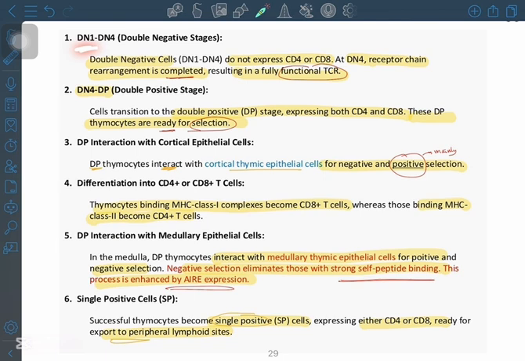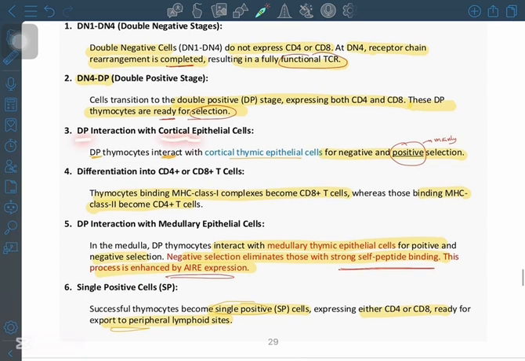Double negative cells, DN1 to DN4, do not express CD4 or CD8. At stage DN4, receptor chain rearrangement is completed, and remember when I talked about TCR and BCR, resulting in a fully functional T cell receptor. From DN4 to double positive, this cell transitions to double positive, expressing both CD4 and CD8. These double positive thymocytes are ready for selection. They already have a functional TCR, they have both CD4 and CD8, they're now ready for the selection process.